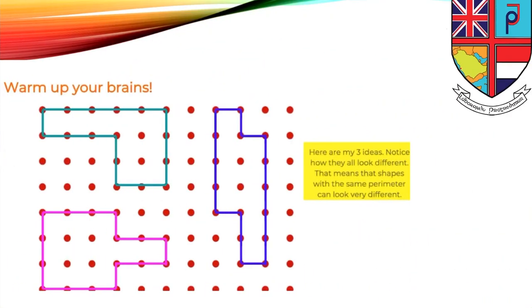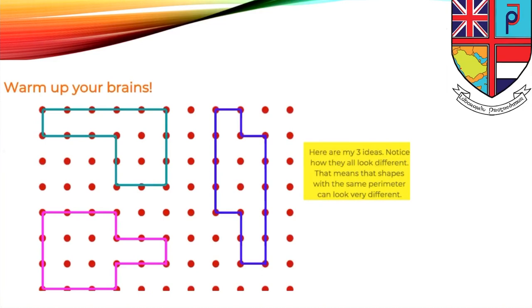Okay, so here are my 3 ideas. Notice one thing. Although they all have 16 units as a perimeter, they all look very different. So that shows us that just because a shape has the same perimeter as another shape doesn't mean it'll be the same shape. So if you don't trust me, let's all count.